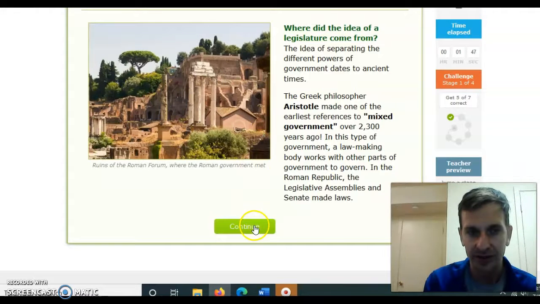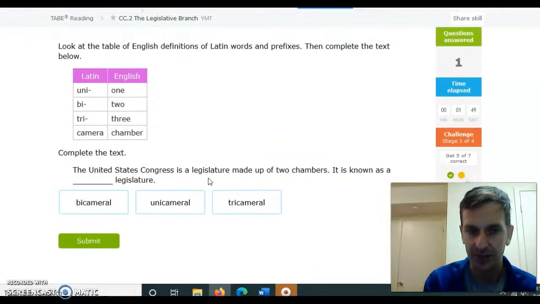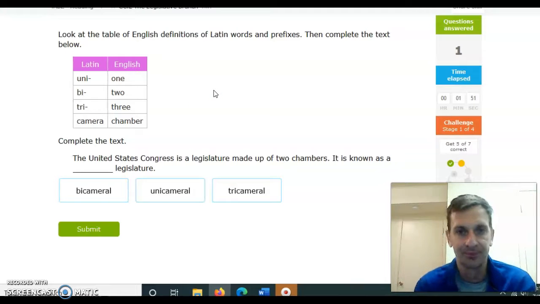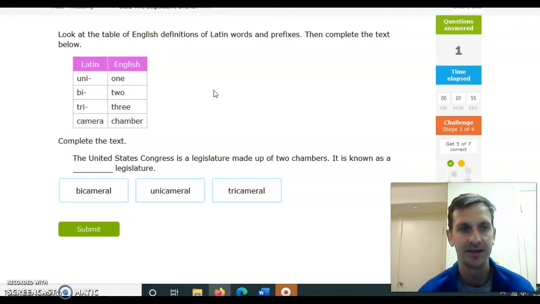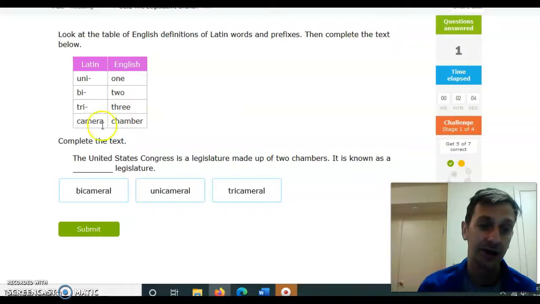Alright, here's a little history lesson about where legislature comes from. Go ahead and read through it. Kind of interesting, but for time, we're just going to keep moving. Alright, look at the table of Latin words and prefixes, then complete the text below. In Latin, uni, bi, tri, and cameral mean one, two, three, and chamber. So it gives you the definition. It gives you your answer right here.